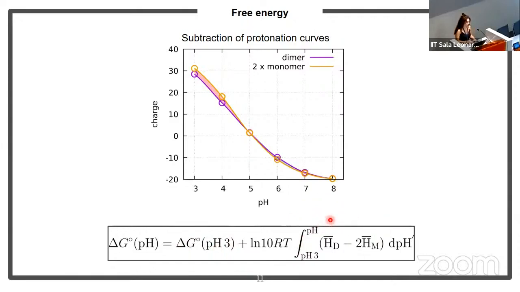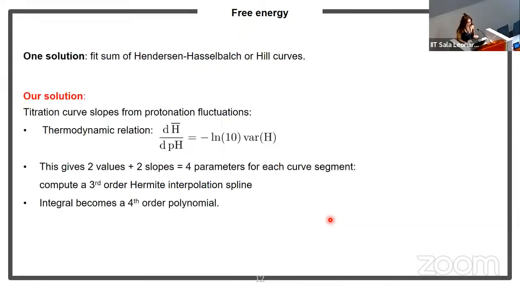This could be done using simpler common methods, such as the trapezoid or the rectangle method, but because we have very few points and they are all spaced apart, and we don't have intermediate points between them, this will not give us a very precise result. So one solution is to instead fit Henderson-Hasselbalch or Hill curves to our points, as was already done by others. But if the points deviate a little, as in our case, this will not be as accurate.